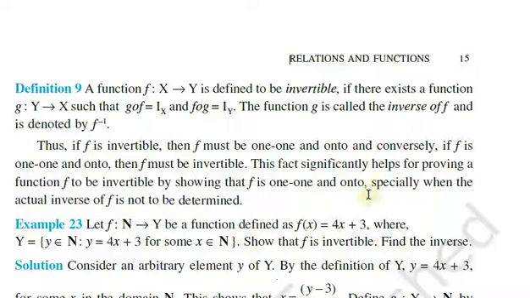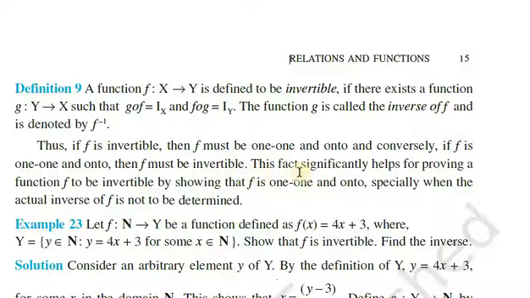From the above remark we come to this definition. The definition says that if f is a function from X to Y, it is said to be invertible if there exists a function g from Y to X such that g of f is Ix and f of g is Iy. This function g is called the inverse of f, and this is denoted by f inverse. So if you have a 1-1 onto function, that will be invertible. If f is invertible, f must be 1-1 and onto. Conversely, if f is 1-1 and onto, it must be invertible.